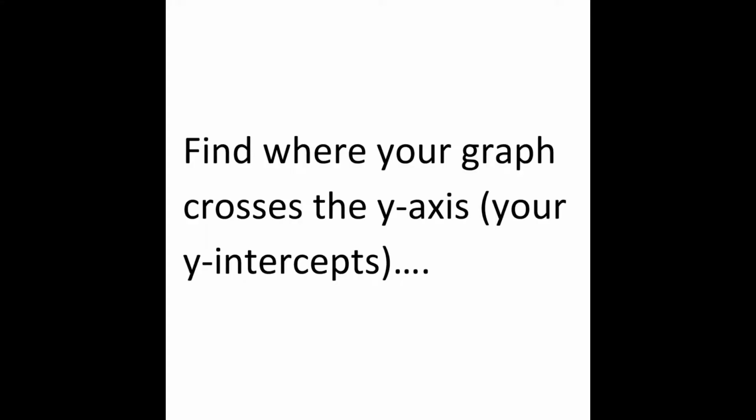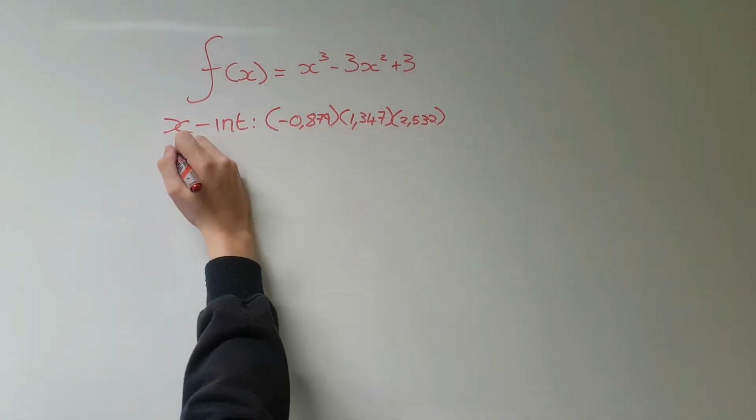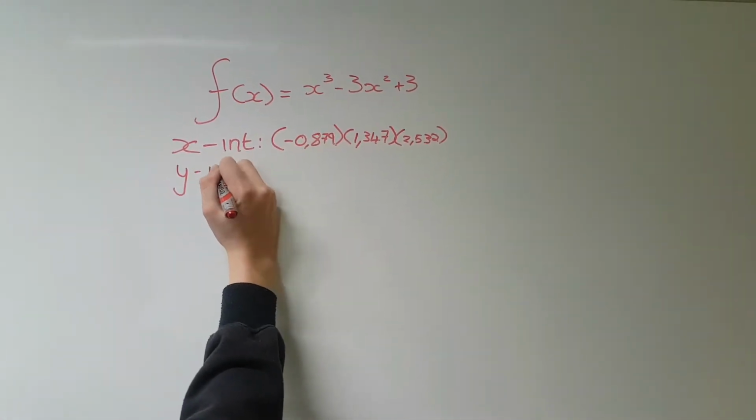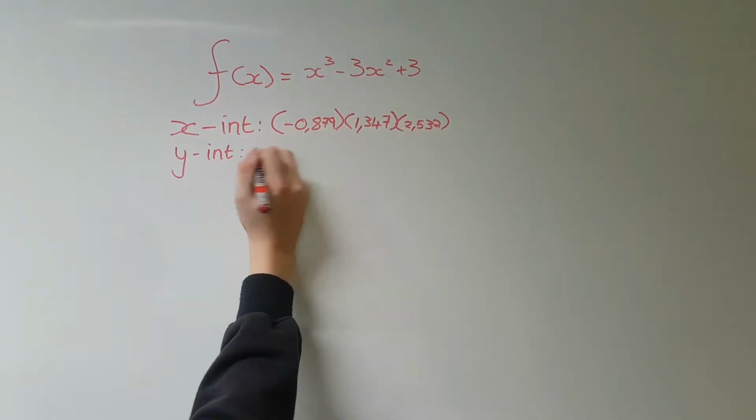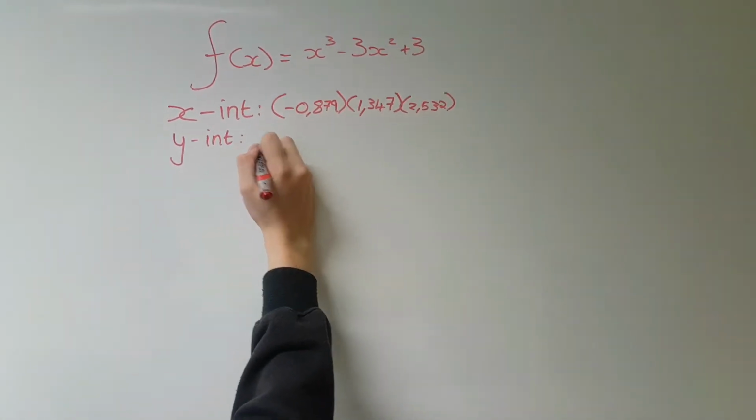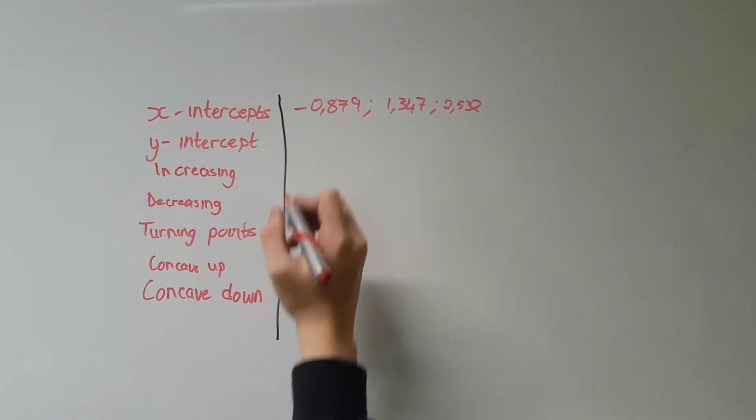Find where your graph crosses the y-axis, i.e. your y-intercept. For our y-intercept, letting x equal 0, it gives us y equals 3.